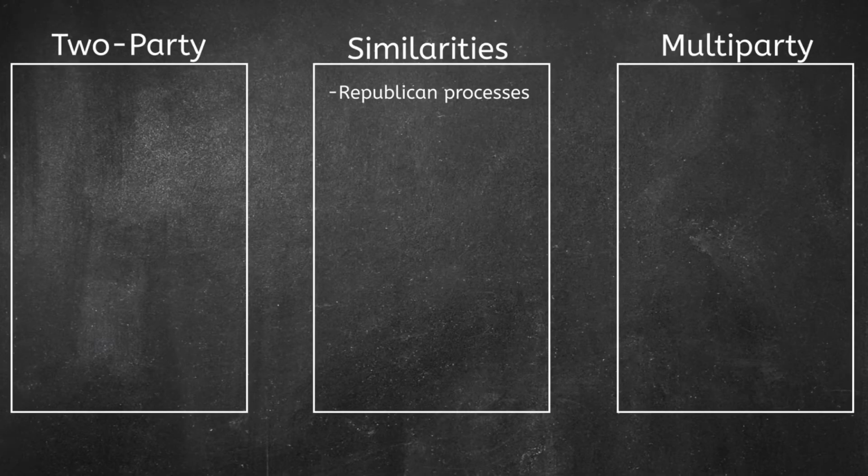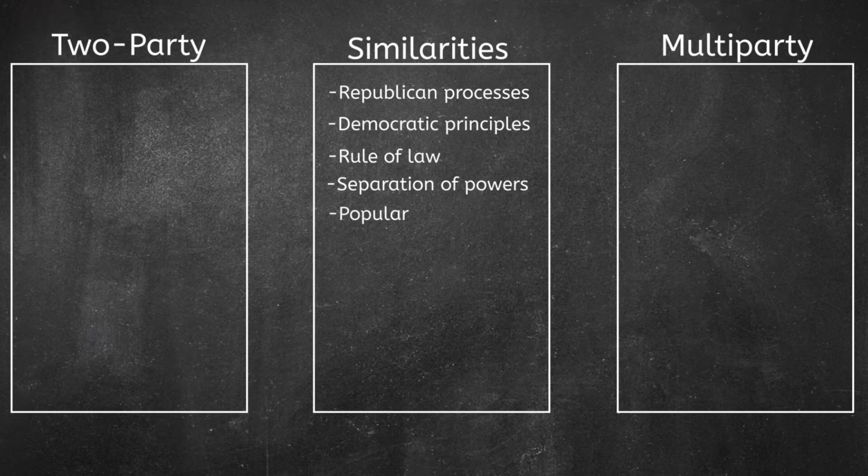Both the multi-party system and the two-party system are founded on democratic principles. They both believe in the rule of law, the separation of powers, popular sovereignty, and the social contract. Finally, both hold regular, constitutionally prescribed elections. There are differences between the two.